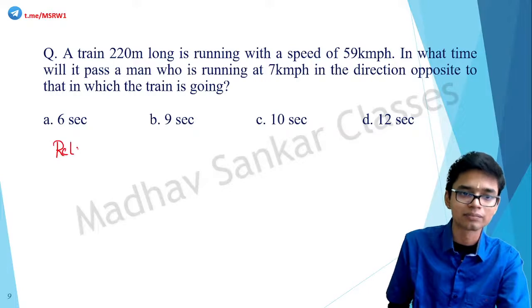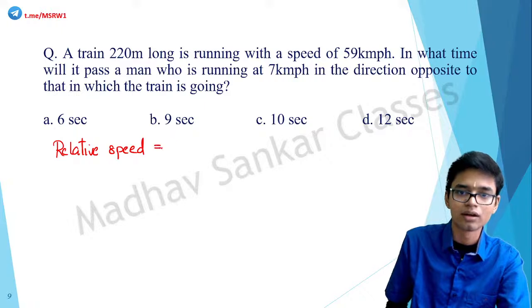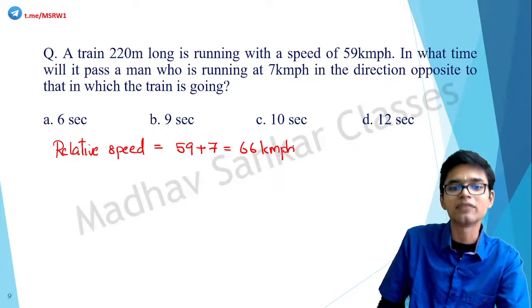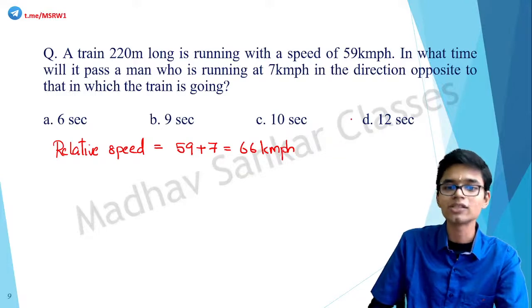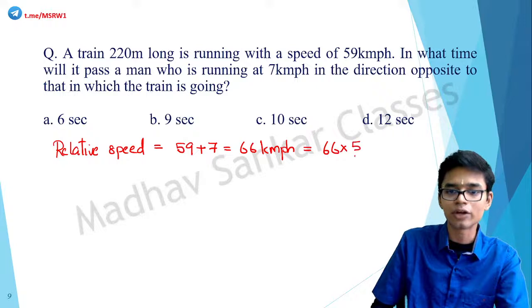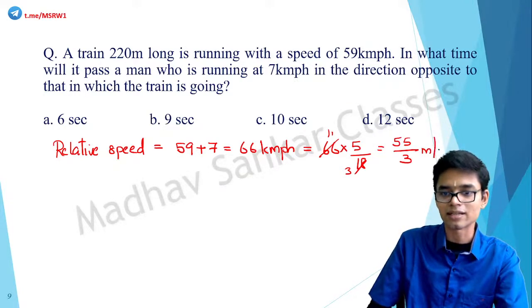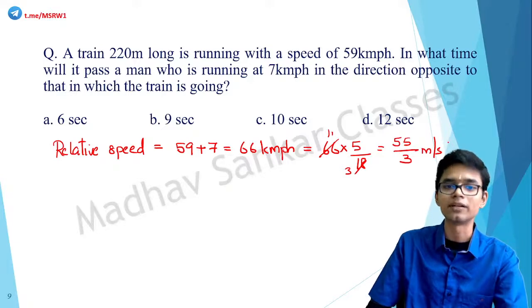Relative speed is equal to how much? 59 plus 7 is equal to 66 kilometers per hour. Be very careful regarding units, otherwise you will get the wrong answer. This is equal to 66 into 5 by 18 meter per second. So this is 11 and this is 3. So this is equal to 55 by 3 meters per second. This is the relative speed.